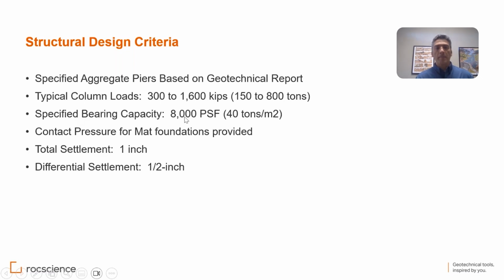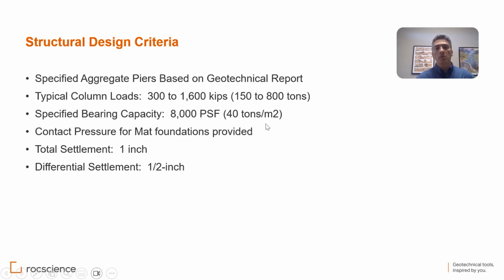The specified bearing capacity was 8,000 PSF, which is about 40 tons per square meter. They also provided contact pressure for the mat foundations. I will show that a little bit later. Total settlement criteria was 1 inch and half an inch differential.